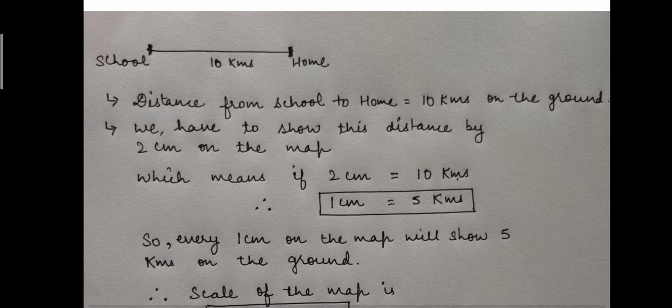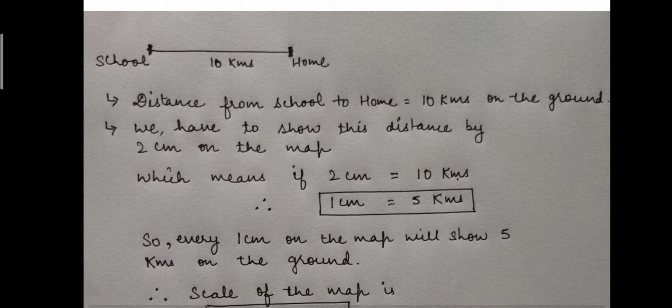So children, we are just assuming that we will show this distance by 2 centimeter on the map. This is an assumed value for our convenience, because we can easily divide 10 by 2. So if 2 centimeter is equal to 10 kilometers, then 1 centimeter will be equal to 5 kilometer. If I am drawing a 1 centimeter line, that means it is 5 kilometers on the ground.